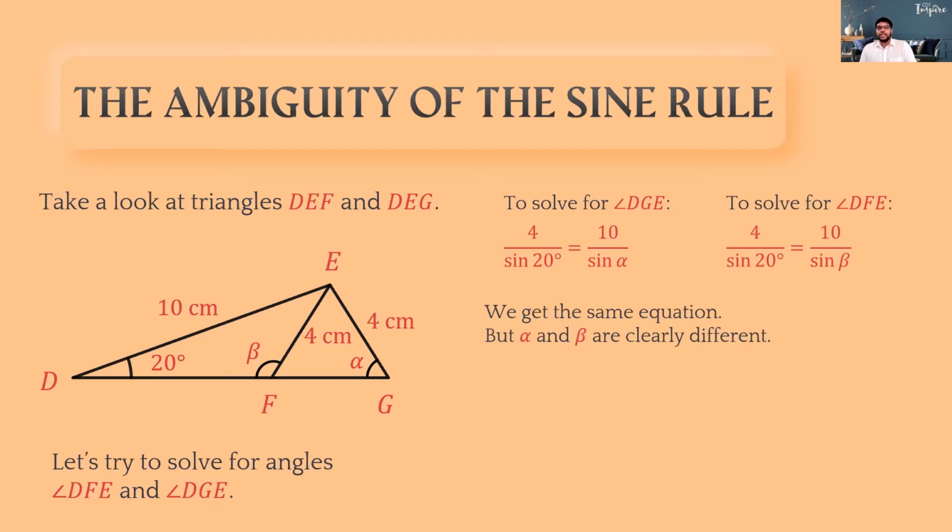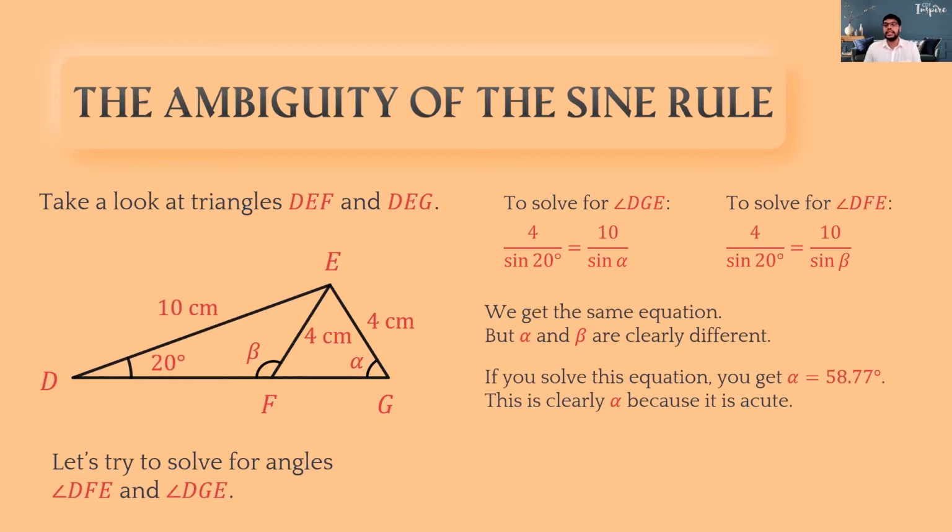Okay, right. So now, children, as I was saying, right? So clearly alpha and beta are different, but you get the same equation. So children, now if we solve this, right, let's assume we solve it. Now you all know how to solve it, so I'm not going to go into the details, right? If you solve this equation, children, you get 58.77 degrees, right? Children, now if you look at these two angles, alpha is an acute angle, right? And beta is an obtuse angle. So this 58.77 degrees, children, is the acute angle alpha, right?